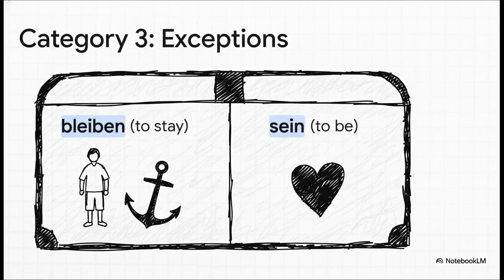And finally, every language has its little quirks, right? German is no different. There are just two key verbs that you kind of have to memorize that will always take sein. They are bleiben, which means to stay, and weirdly enough, sein itself, the verb to be. Just lock those two away in your brain. They're always partners with sein.